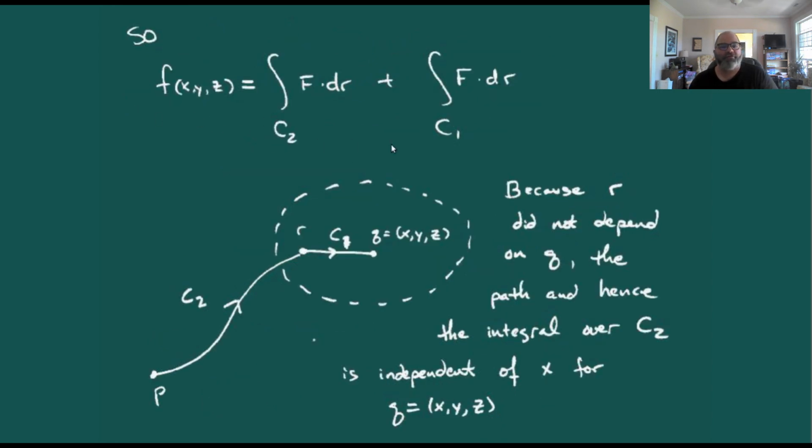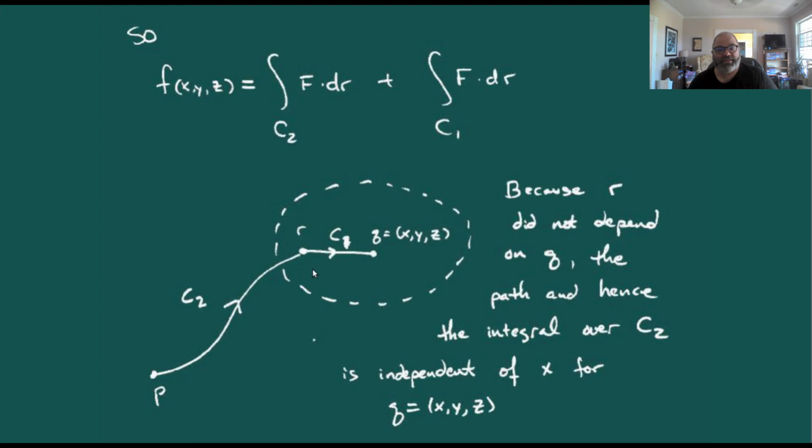And so f of x, y, z, we can split that up as the integral over the first curve plus the integral over the second curve. Now remember this point R that we chose, that thing is not dependent on Q. There's no functional dependence for any of those values that we have in there at all. R was totally arbitrary. The only thing that we needed was it was a point on that curve that was inside the ball. Didn't depend on Q other than not being Q itself.